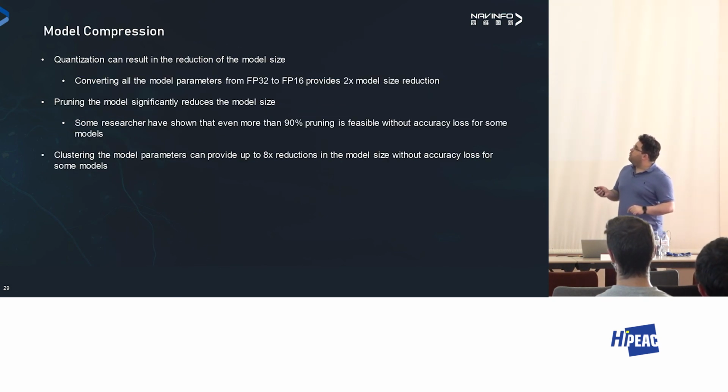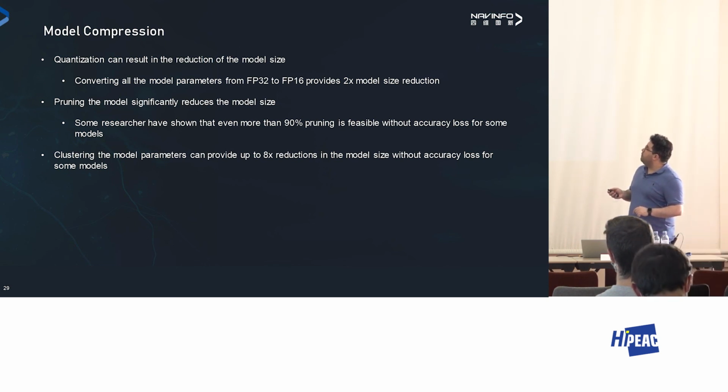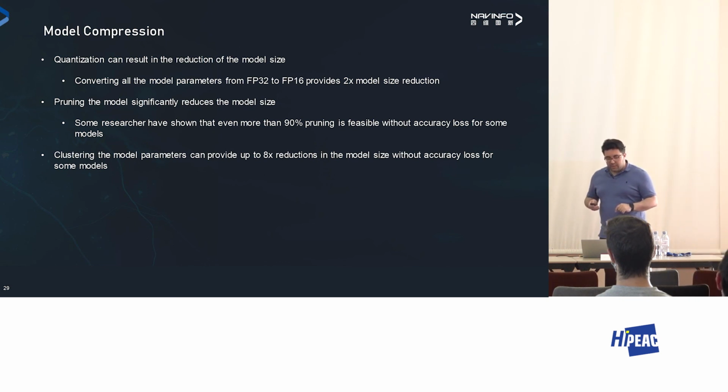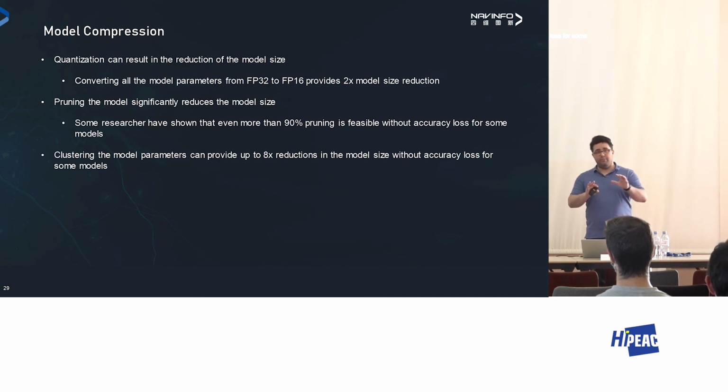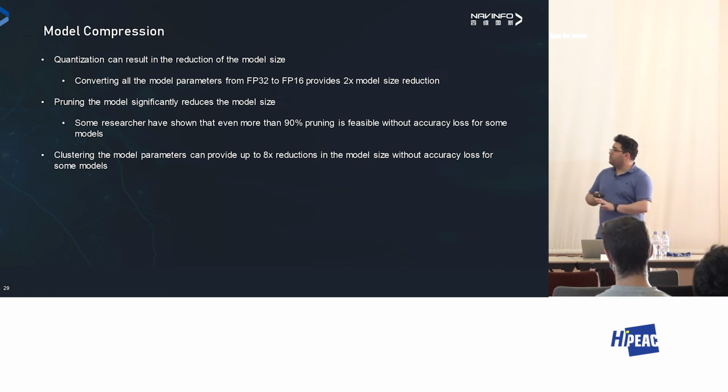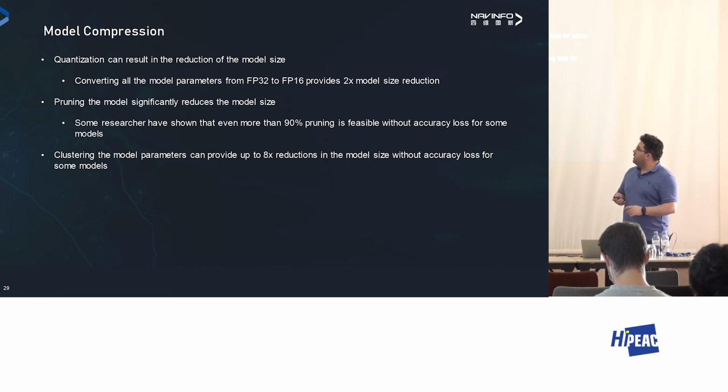Similar to what we have discussed, these techniques can compress the model or reduce its size. Quantization can result in a reduction of the model size. We said that just using FP16 can give us a 2x reduction in the size of the model. Pruning can also reduce the size of the model. So you see that some of these techniques have effects in many directions: they directly affect the energy consumption, they directly affect the size of the model, and they also improve the performance.